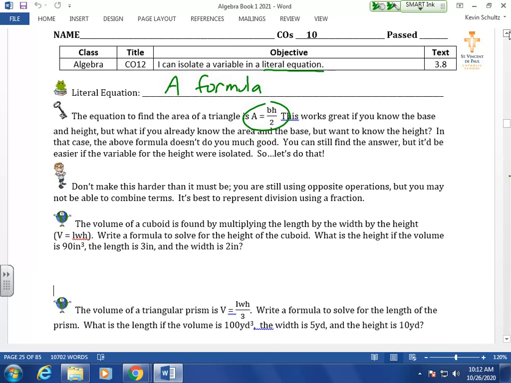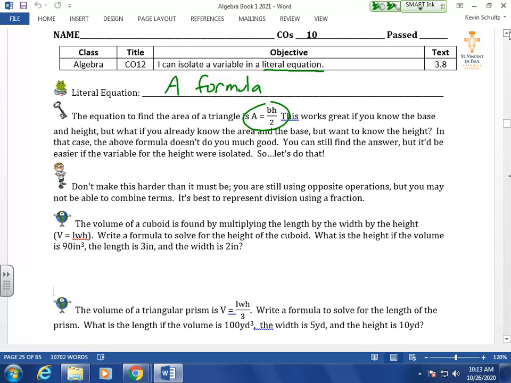area. Okay, and so our objective today is, it works great if you know the base and the height, but what if you already know the area and the base and want to find the height? So we're going to be manipulating these formulas to solve for a different value than you typically would. Okay. For example, do I have this one down at the bottom? I don't think I do.